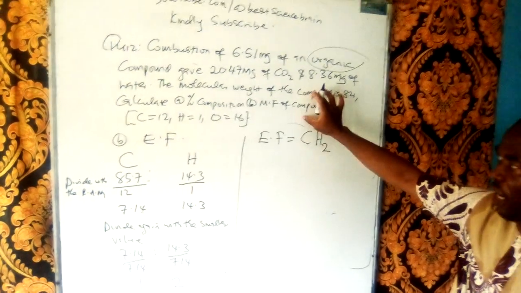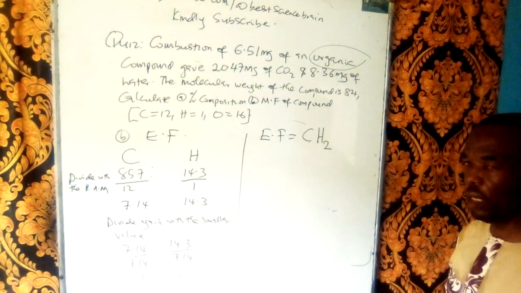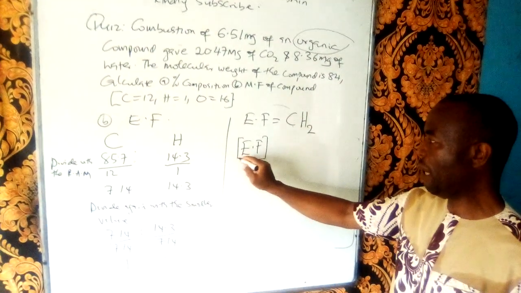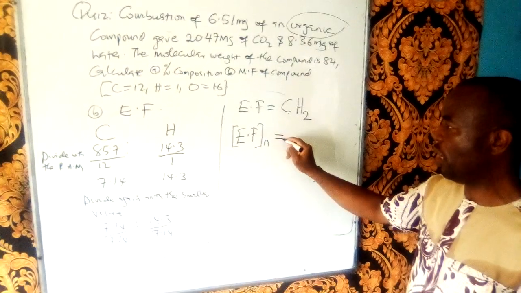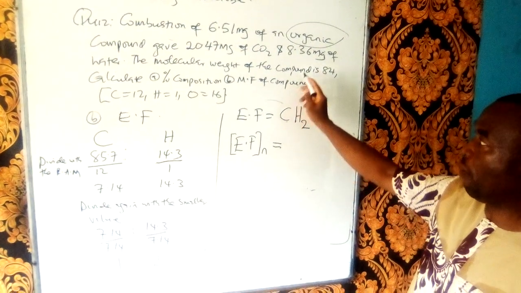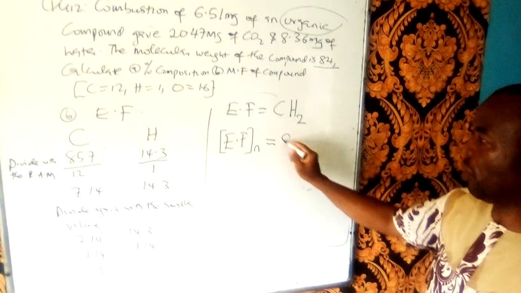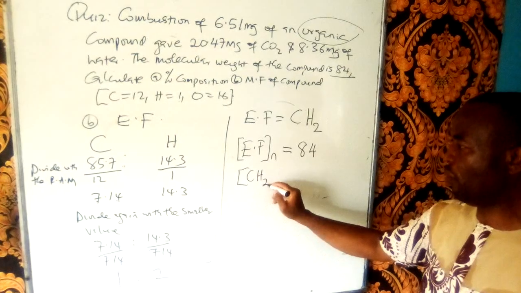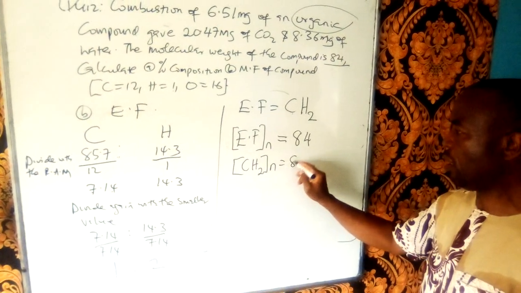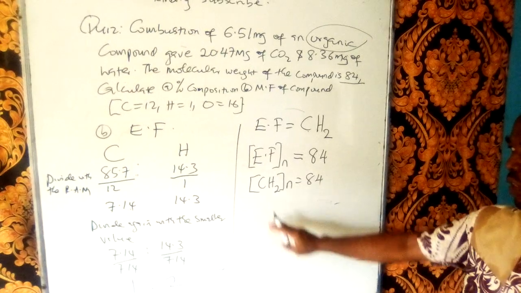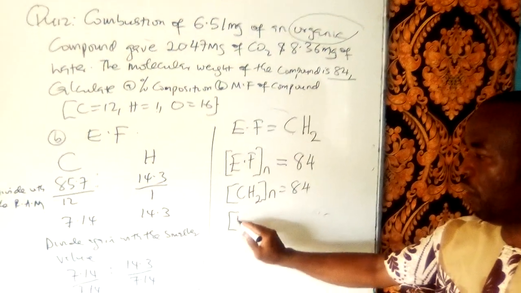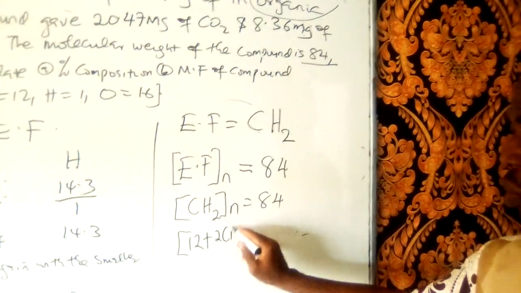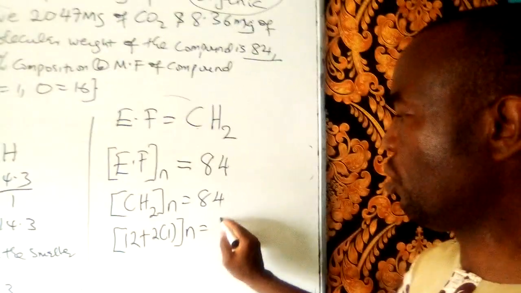Now we're moving to molecular formula. To get molecular formula, we'll have to put empirical formula in bracket, multiply by integer n, and make it equal to the molar mass or the molecular weight of the compound, which is given to us as 84. So you now have CH2, which is the empirical formula, multiply by n equal to 84. We now find the molecular weight of the empirical formula. Carbon is 12, atomic mass of carbon is 12 in bracket here. Hydrogen is 2 times 1, then n equal to 84.